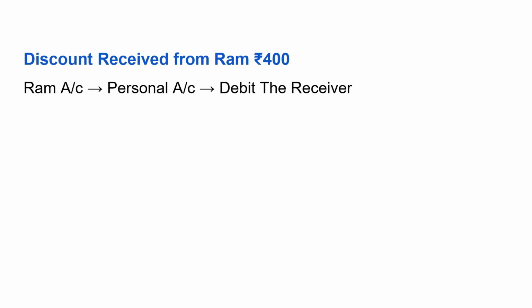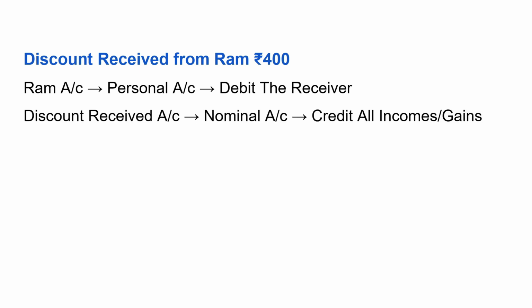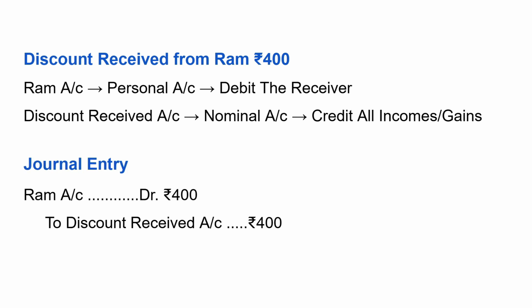Next, discount received from Ram 400 rupees. Here the two accounts affected are Ram account and discount received. Ram account, it is personal account and Ram is the receiver of the amount after deducting the discount. So debit the receiver. Discount received, it is nominal account, and since we are paying less, it is income to the business. So credit all incomes and gains. And the journal entry is Ram account debit 400 rupees to discount received account 400 rupees, and the narration is being discount received.